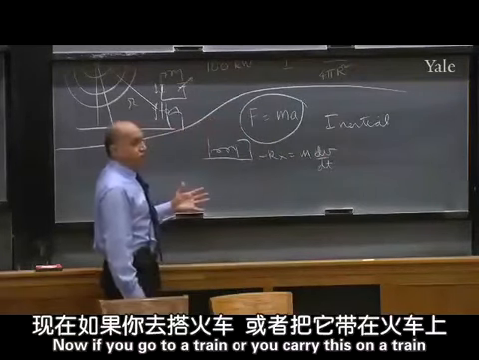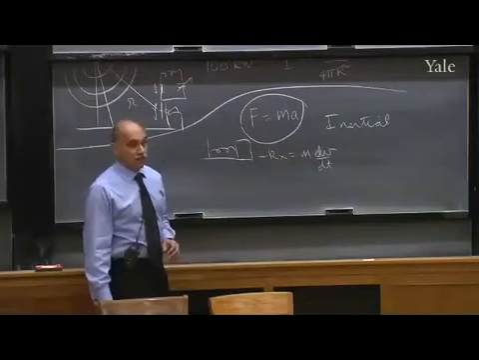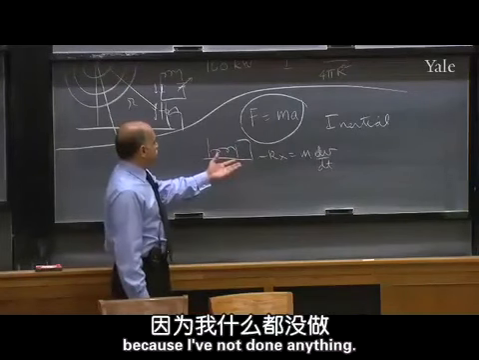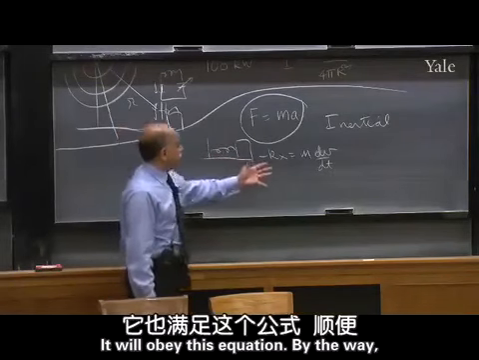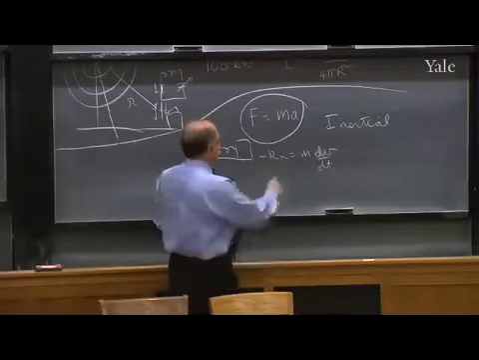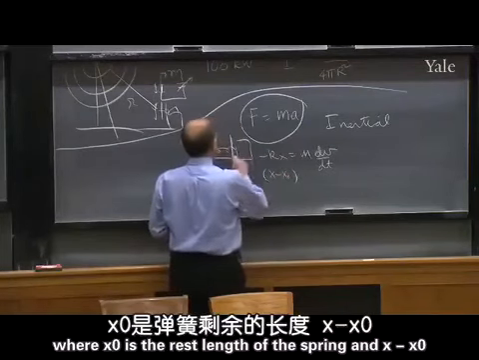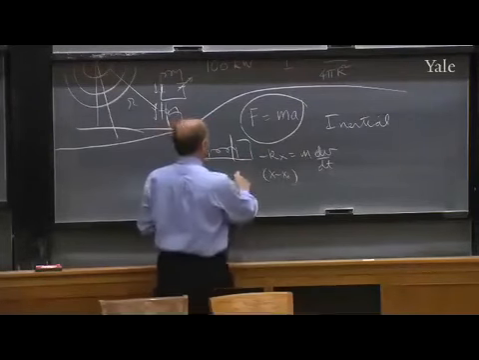Now you go to a train, or you carry this on a train, and you go at constant velocity. I know it will obey this equation because I have not done anything. It's not my fault you're going on a train, and this is riding with you on the train. It will obey this equation. By the way, this x is really x minus x naught, where x naught is the rest length of the spring, and x minus x naught is a deviation from that. So that's the equation.